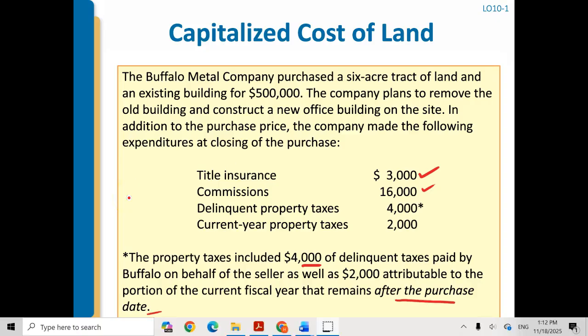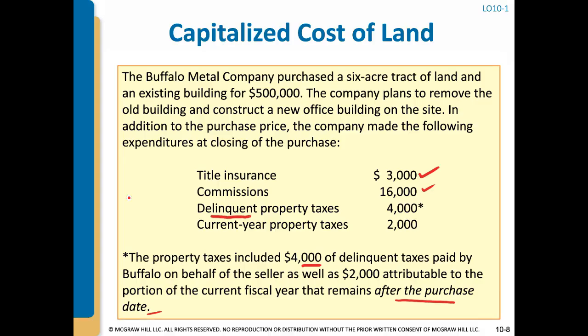I don't think that this particular example does the best job of separating that the delinquent property taxes is actually 4, and then the current year is 2. I feel like this explanation makes it seem like of the four, 2,000 is for delinquent and 2,000 is for the current year, but that's not what it is saying. It's saying the full 4,000 is delinquent taxes, and then this 2,000 right here is the one that they're discussing is attributable to the current portion.